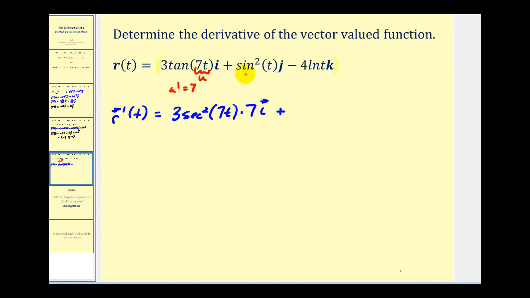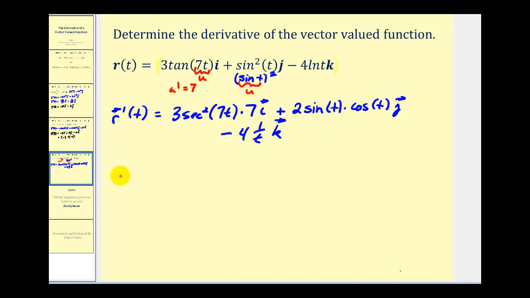plus, now here it might be helpful to think of this as sine t squared, because this will require the chain rule where sine t is actually u. So the derivative of this is going to be 2 times sine t to the first power times u prime. Well, the derivative of sine t is going to be cosine t. And then we're going to have minus 4 times the derivative of natural log t. Well, the derivative of natural log t is going to be 1 over t.